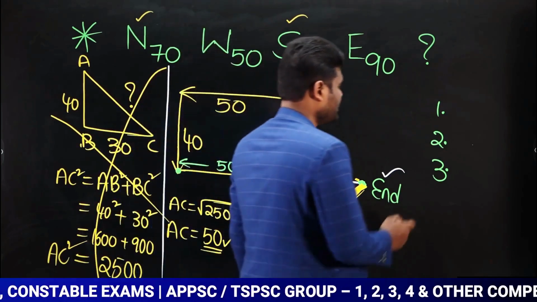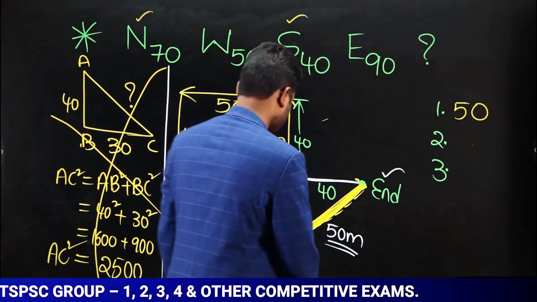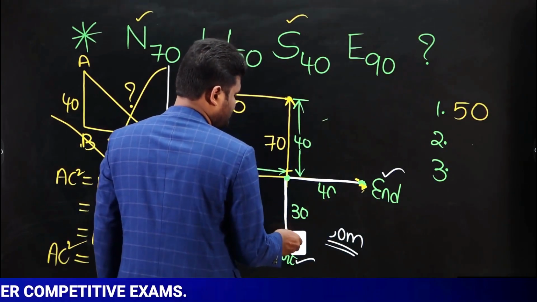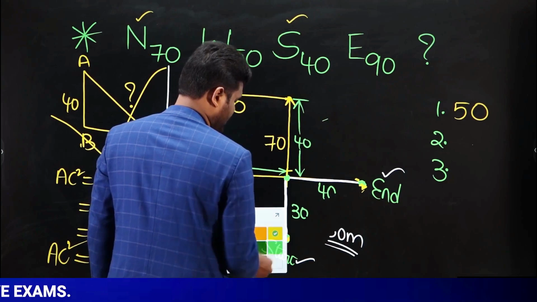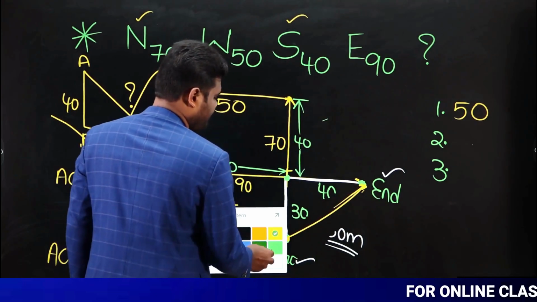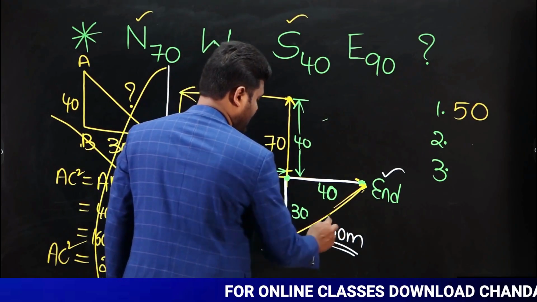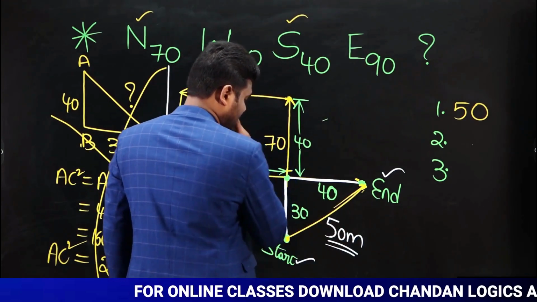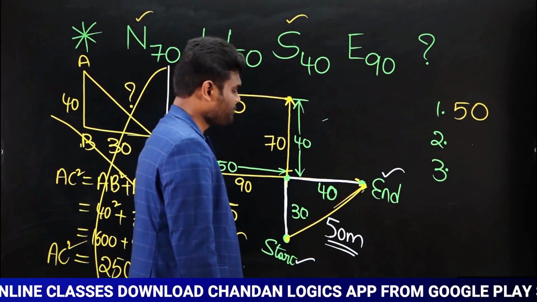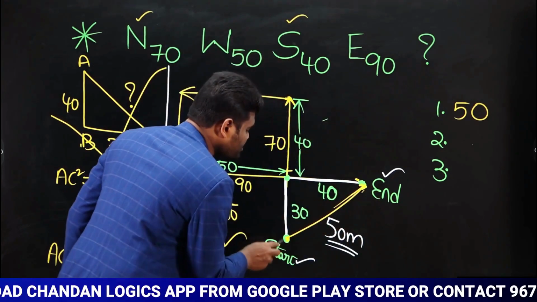Now observe here. Now we came to know that the distance is nothing but 50 meters. So the distance between the starting point and the ending point is 50 meters. Next, I need to know about direction also. Direction. Now if you observe, my question is, in which direction is he now from the starting point?